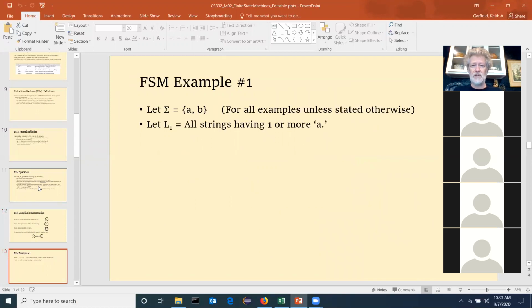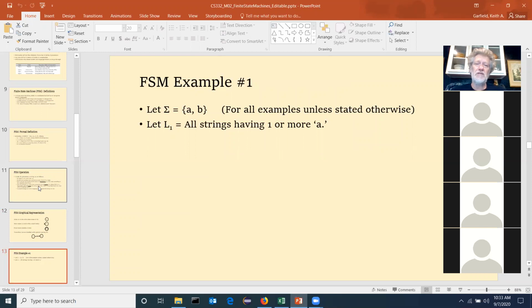Okay, so what does this look like? Here's an example: all strings having one or more A. Now, how do you create these things? Just like you did with grammars, start thinking about what is the smallest string? Then what's the next smallest string? What's the next smallest string? And then you keep creating them, and you keep building up your machine until you've created those strings.